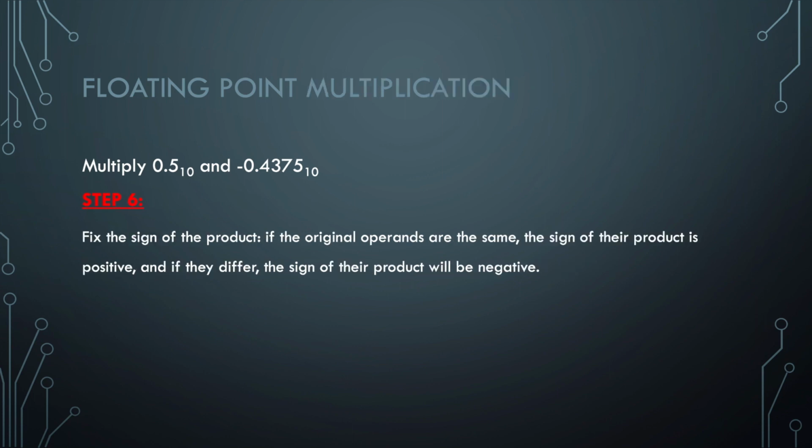The last step is to fix the sign of the product. If the original operands have the same signs, the sign of the product will be positive. And if they have different signs, the sign of the product will be negative. In this case, the two signs are different, so the sign of the product will be negative.